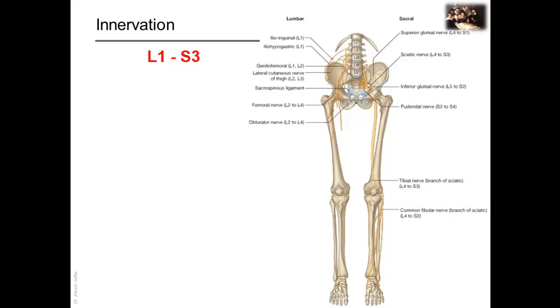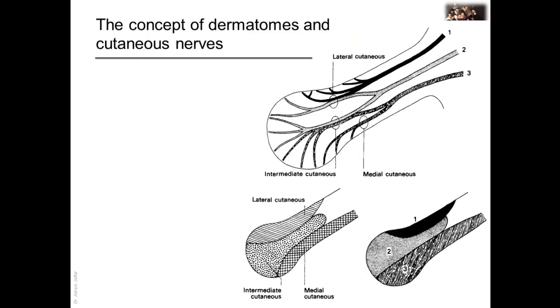These nerves, the branches of the lumbar and sacral plexuses, are tested clinically in the lower limb to diagnose injuries and locate disorders affecting these spinal nerves. For example, a herniated intervertebral disc, or what is also known as slip disc. Before continuing with nerves, the concept of dermatomes and cutaneous nerves should be introduced and a bit explained.